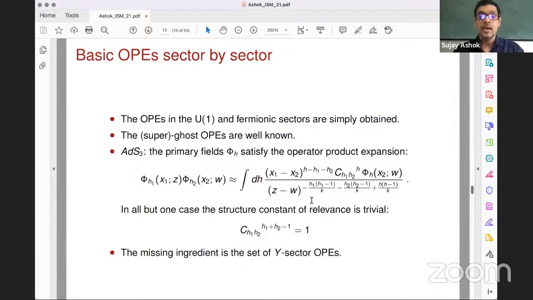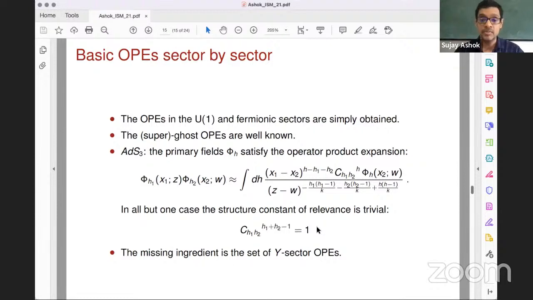But once we impose the fact that we're in a chiral ring, it turns out that really the only OPE one needs is completely trivial. When there is a chiral ring element on the right-hand side, in all but one case of OPEs that we will calculate, we get a trivial OPE in the AdS3 sector as well. So really the only missing ingredient is a set of OPEs in the Y sector.